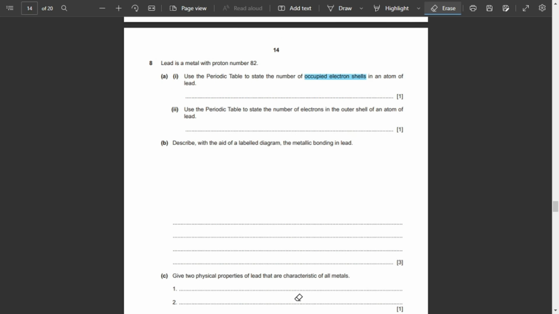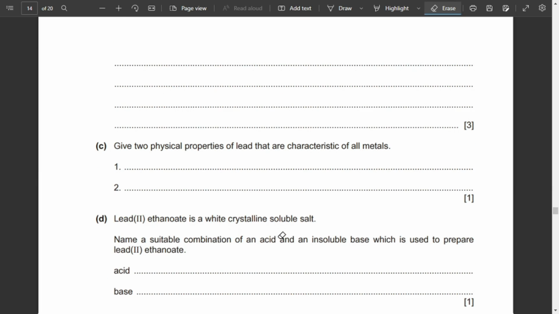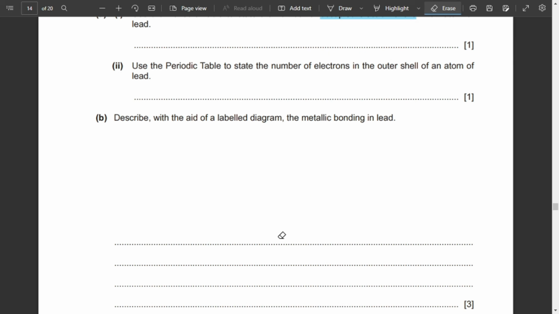Moving on to part 2, use a periodic table to state the number of electrons in the outer shell of an atom. We just saw it is 4. It is in the fourth group of the periodic table. Moving on to part B, describe with the aid of a labelled diagram the metallic bonding in lead.